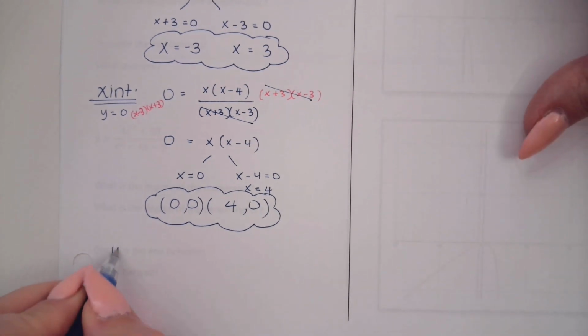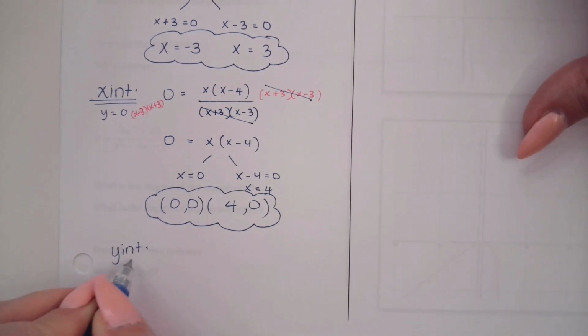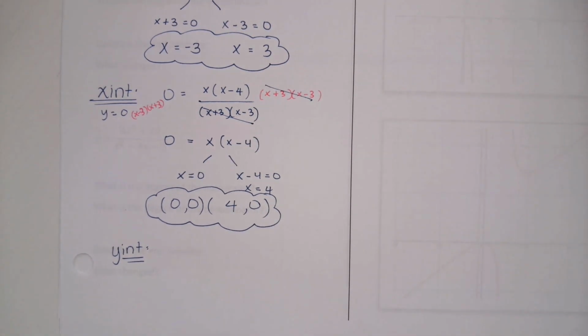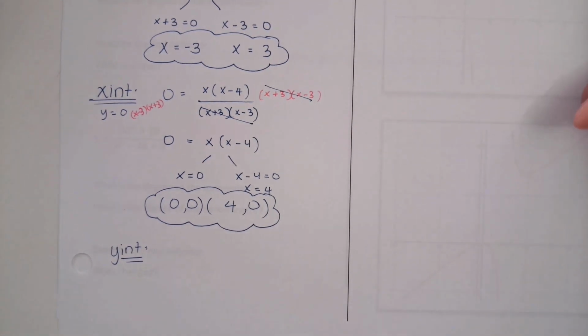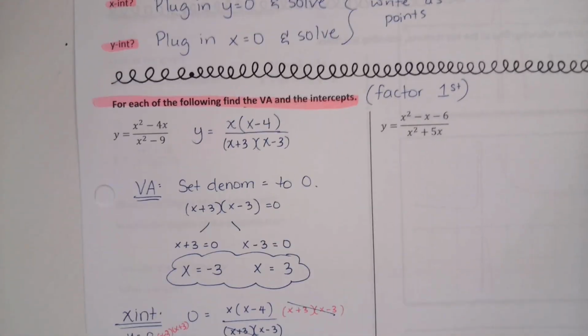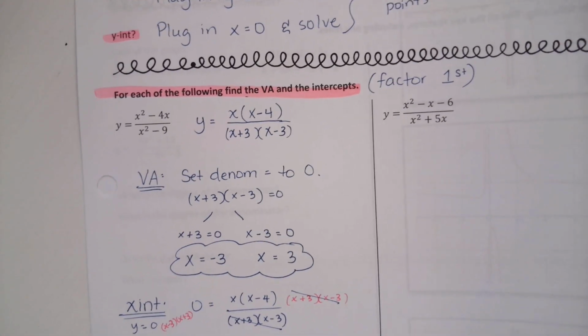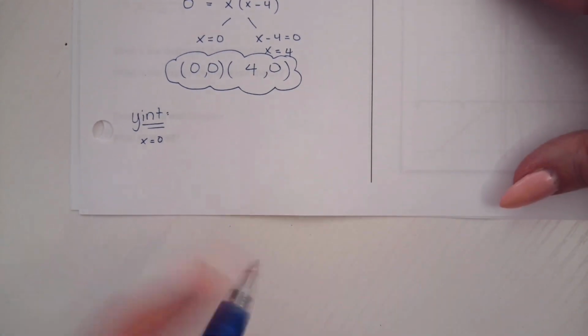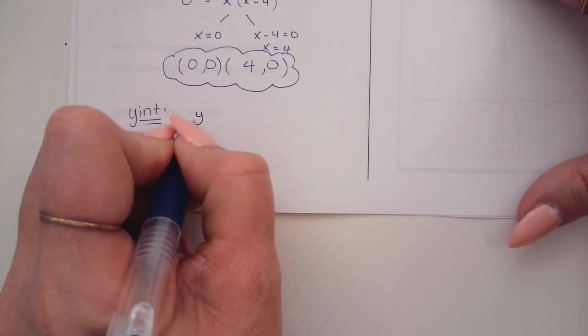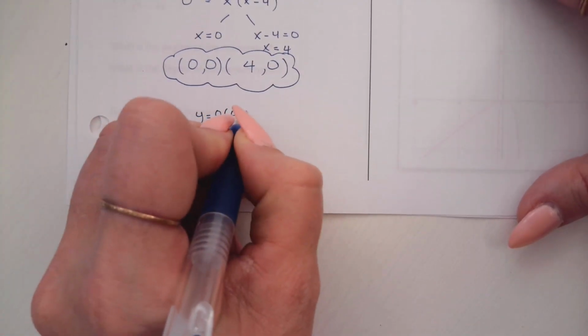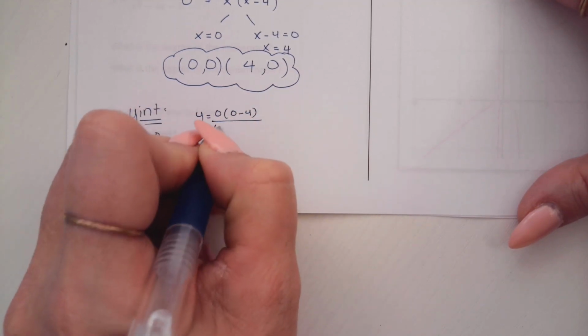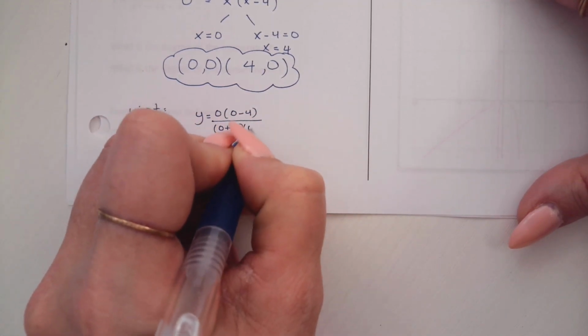And then my y-intercept, let's see, y-intercept, we're going to plug in 0 for x. You can plug it into the original, you can plug it into the factored one. It shouldn't matter. They should give you both the same answer when you plug in 0. Let's see, 0 plus 3, 0 minus 3.